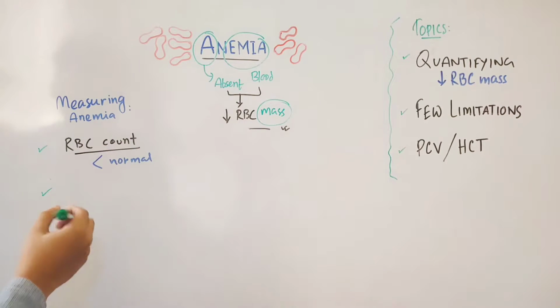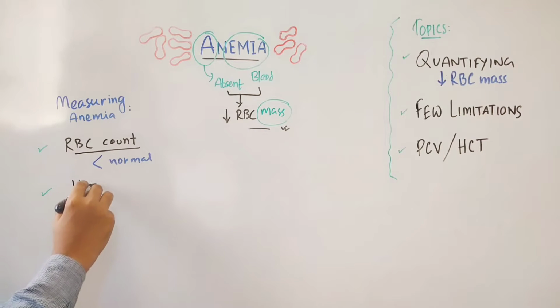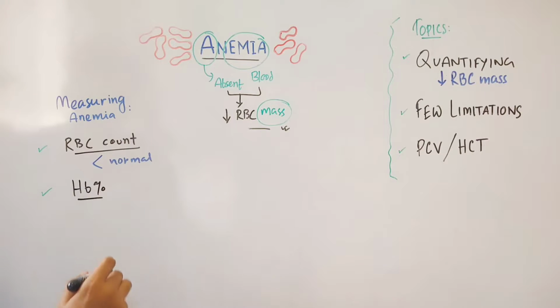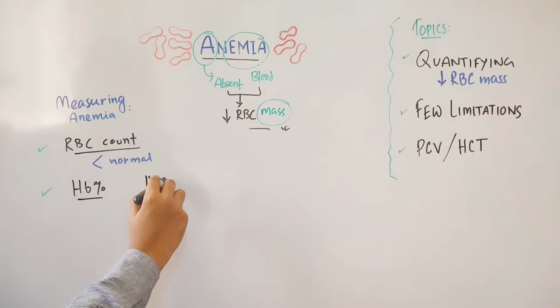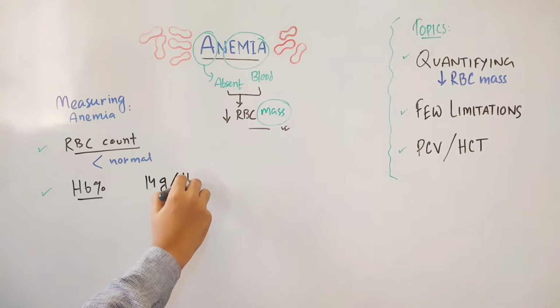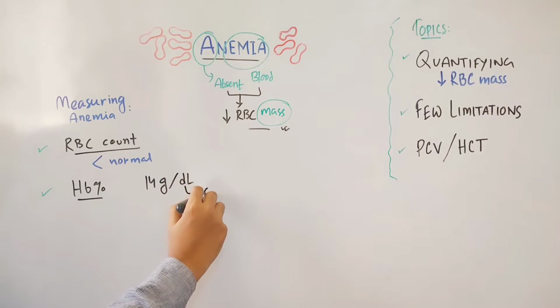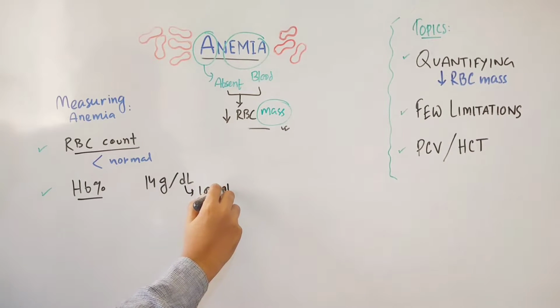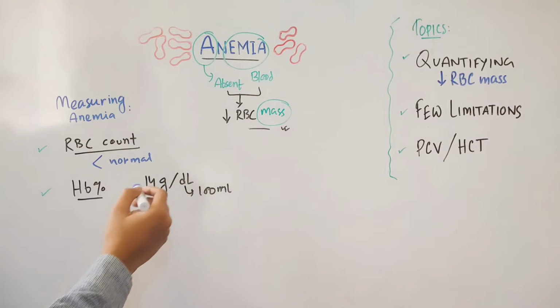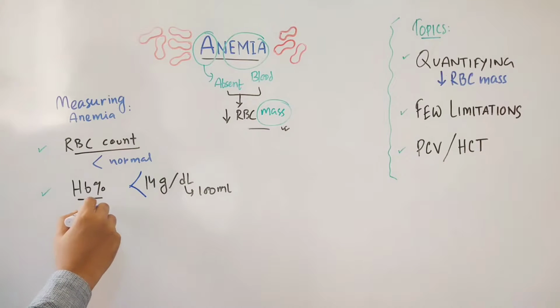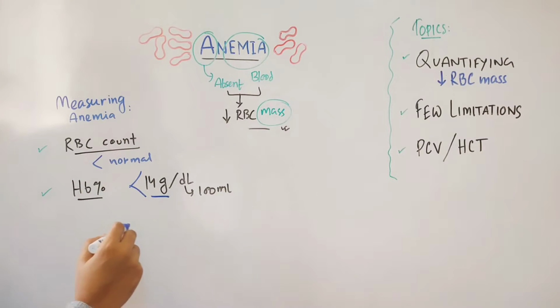So what's the next one? The next one, very commonly, is the hemoglobin concentration. That is the concentration of hemoglobin in the blood, and let's say the normal value here is 14 grams per deciliter of blood, where 1 deciliter is 100 milliliters. So 14 grams of hemoglobin in a deciliter of blood is our normal value. If the value is lower than 14, then we can say the hemoglobin concentration is low.